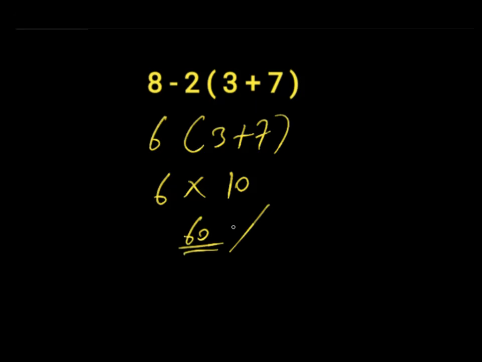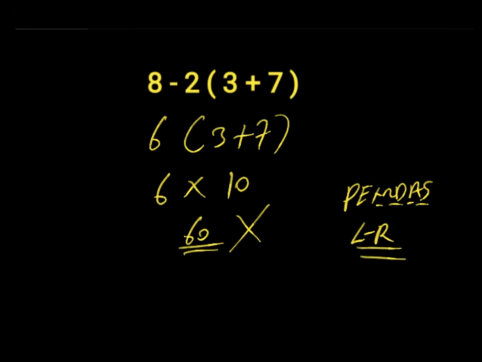60 is the wrong answer to this question because we did not work with the order of operations, which is PEMDAS. In PEMDAS, we have parentheses, exponent, multiplication, division, addition, and subtraction. Multiplication and division have equal priority, as do addition and subtraction, working from your left to your right, in order to arrive at the correct answer.